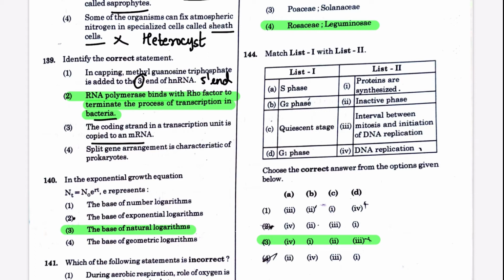This is right. So the coding strand in the transcription unit is copied to an mRNA. Yes, it is copied, but still there is a change, right? So the sequence, you shouldn't just write the T exactly as T. Instead, you must convert them into U when it comes to mRNA. That is not mentioned, so it is wrong. So split gene arrangement is a characteristic of prokaryotes. No, it is wrong. It is a characteristic of eukaryotes. What is this split gene arrangement? We have introns and exons, okay, interconnected like this, right? So this intron exon arrangement can be seen only in eukaryotes and not in prokaryotes. Okay, so the correct answer is 2.